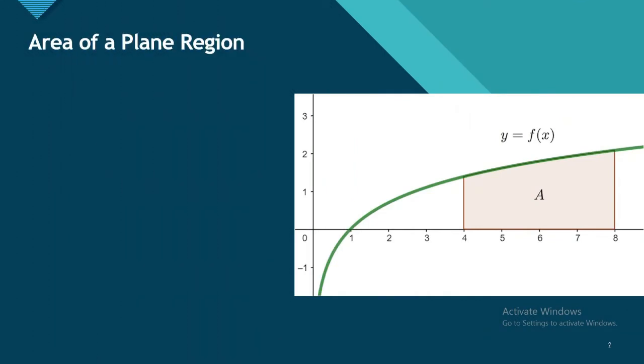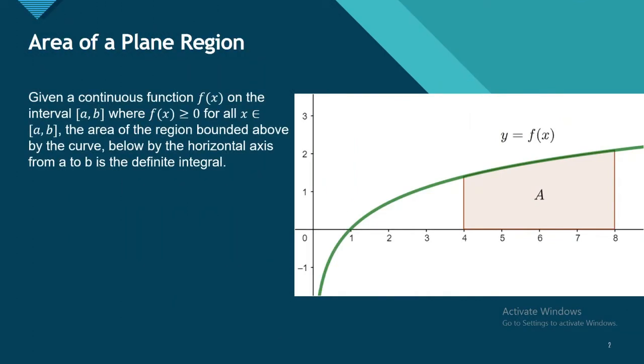Area of a plane region. Given a continuous function f of x on the interval [a, b] where f of x is greater than or equal to 0 for all x in that interval, the area of the region bounded above by the curve, below by the horizontal axis, from a to b is the definite integral. The area of that region A is equal to the integral of f of x dx from a to b.